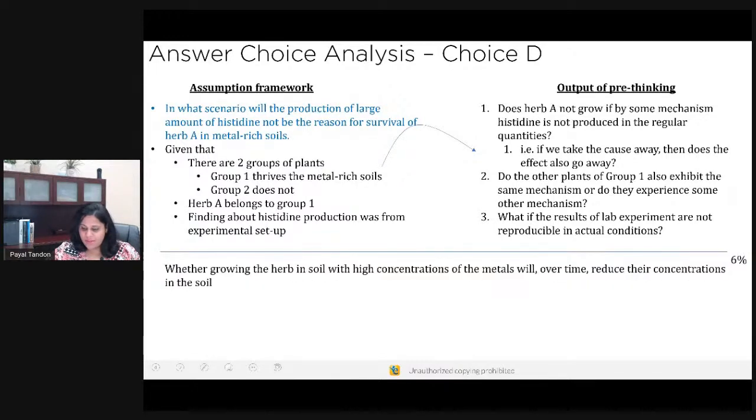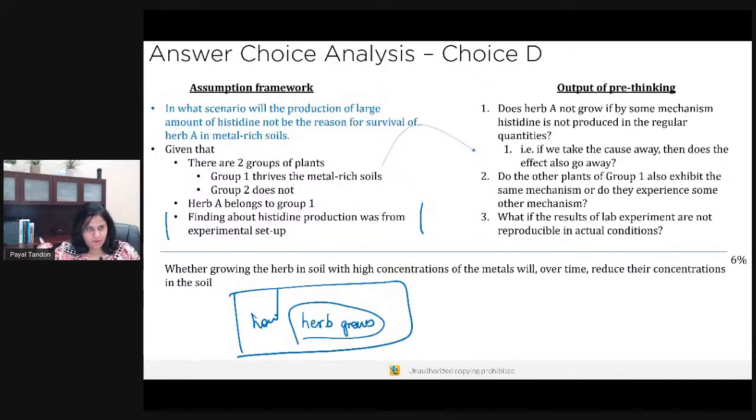Now, whether growing the herb in soil with high concentrations of metal will over time reduce their concentrations in the soil. Now, again, this is where knowing the confines of your argument is so very important. What are we concerned about? We are concerned about how the plant grows. How the herb grows. That's what we are concerned about. That's my confine, right? Now, what happens after the herb has grown has no bearing on my conclusion, right? My conclusion is really about how this herb grows.